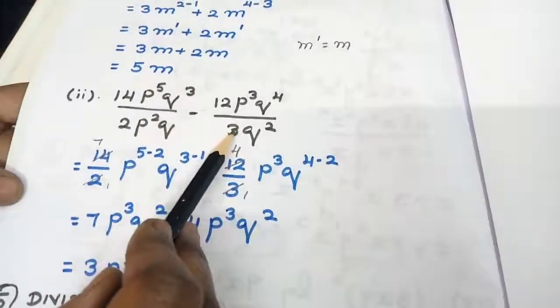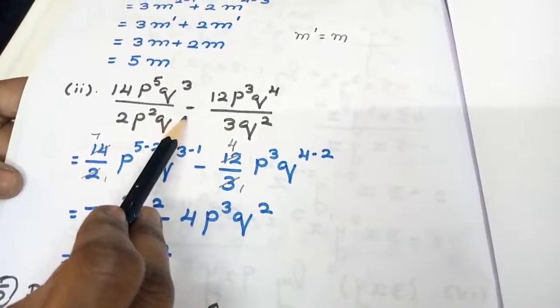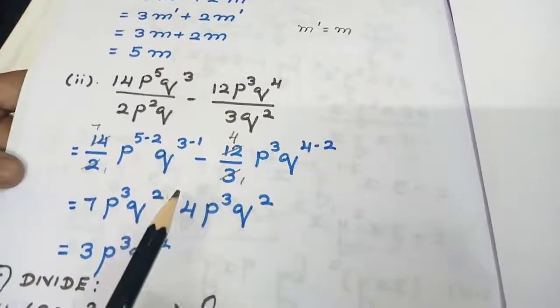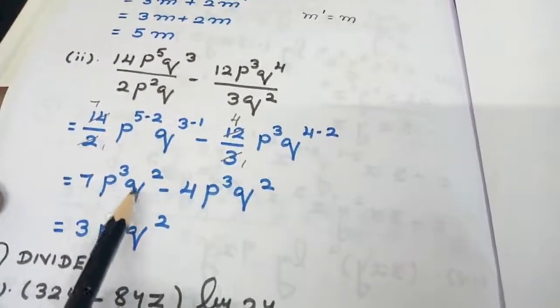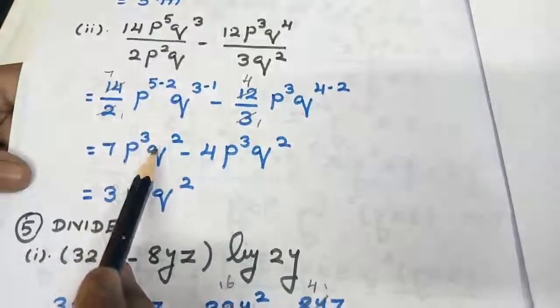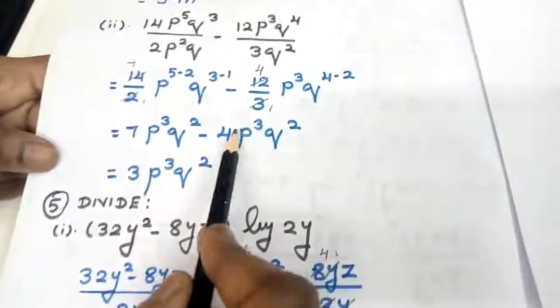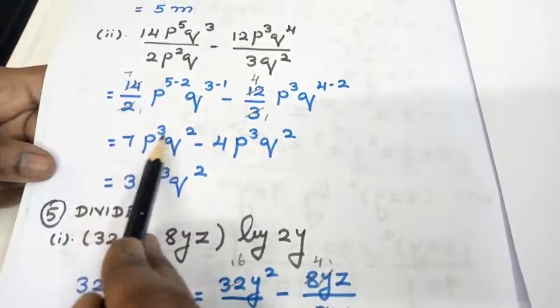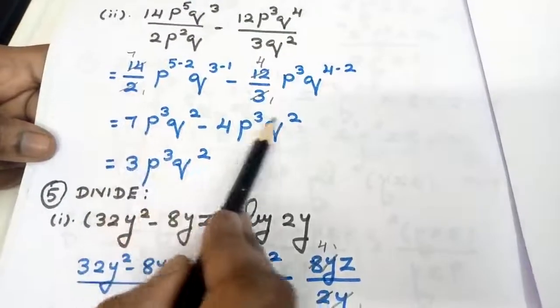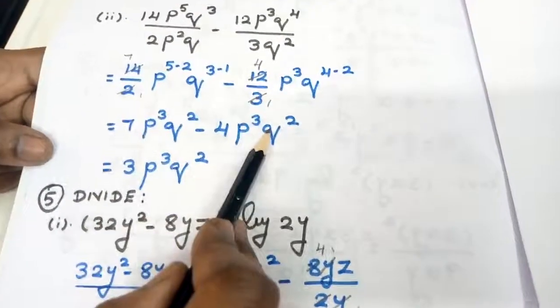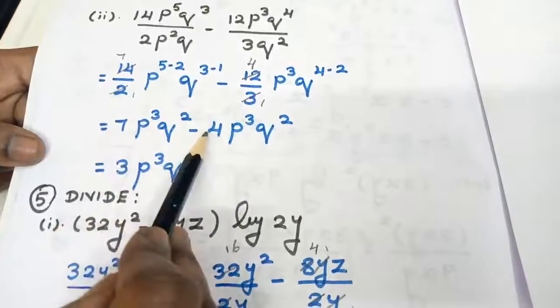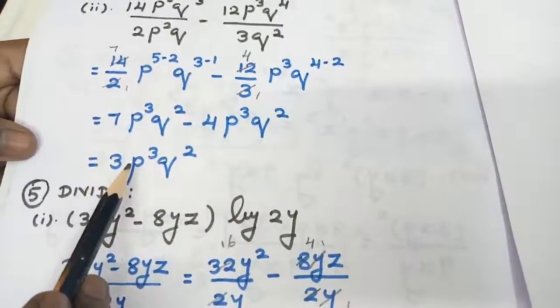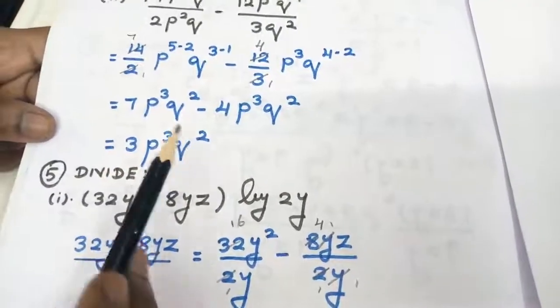Coming to the next question, we are going to subtract the value. Two fractions they have given here. You are going to subtract the value, students. After subtracting, you are going to get a variable like this, p cube q square, p cube q square. I am going to keep this variable as a constant. Both the variables are in the same way. 7 minus 4, you will get the value as 3 p cube q square.